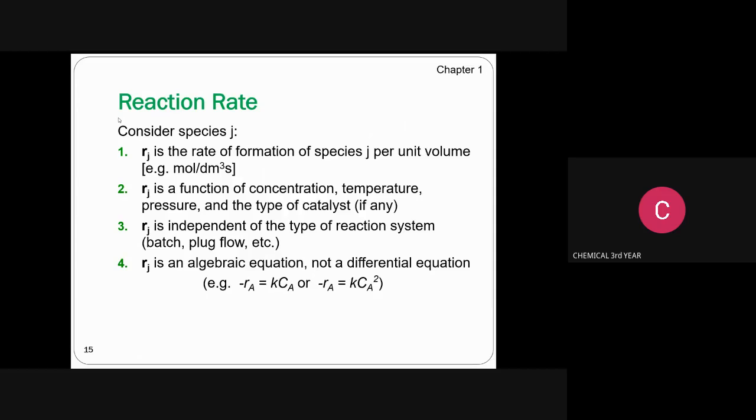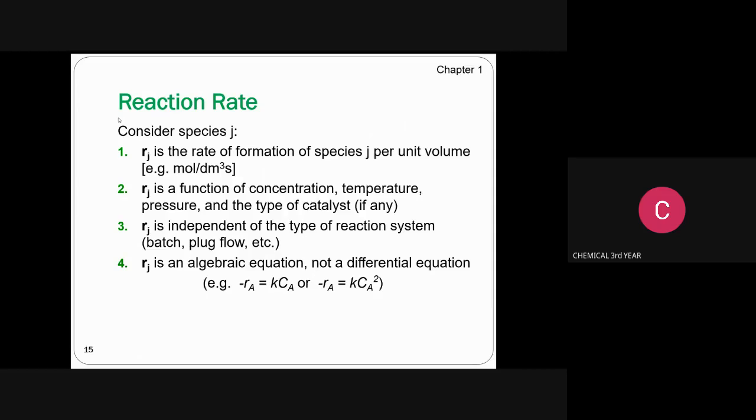The second point, now listen to the second point. RJ is a function of concentration, temperature, pressure, and the type of catalyst. You all know about the catalytic reaction: a reaction that is speeded up by a catalyst is called a catalytic reaction. The third point is that RJ, the reaction rate of species A, is independent of the reaction type.